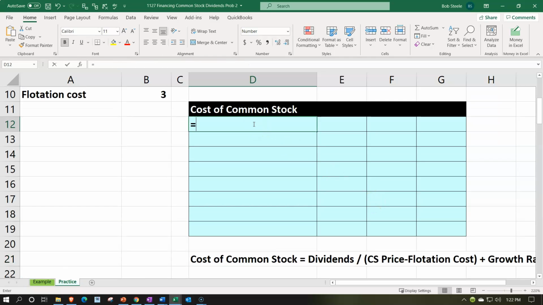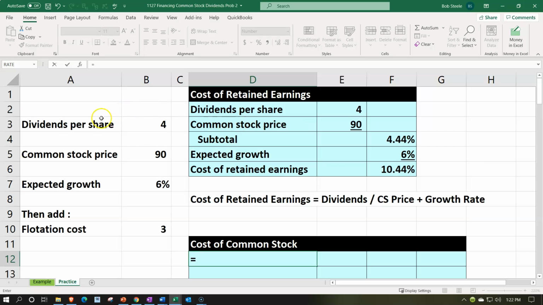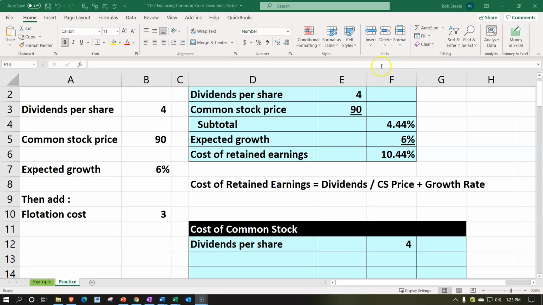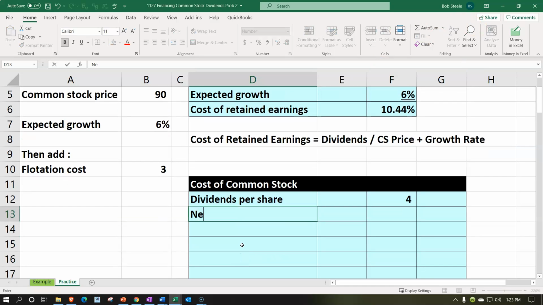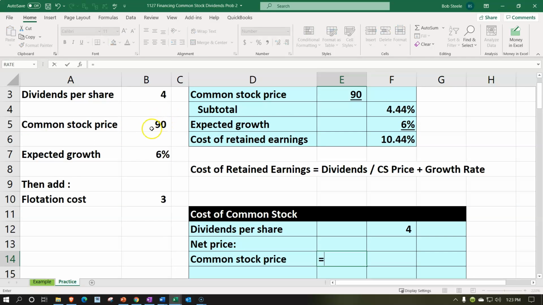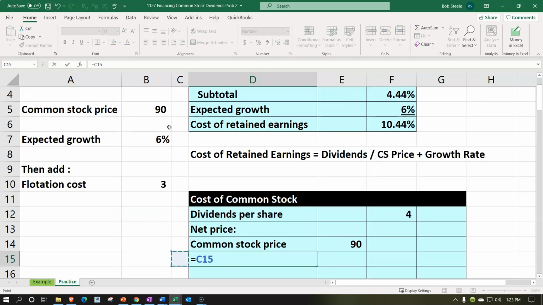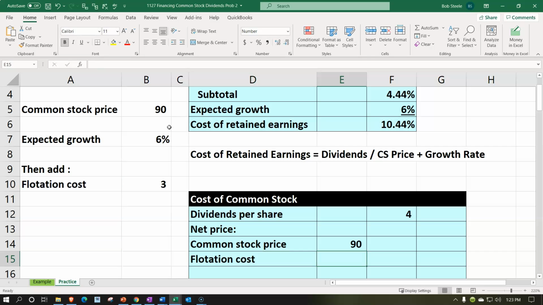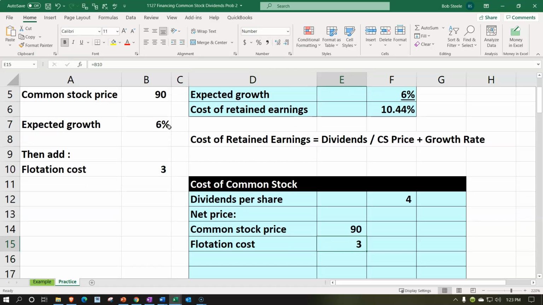Let's take a look at it and say, well, what if the dividends are still the $4? I'm going to put that into our middle column here. Then I'm going to count the net price. We're looking for the net price now. So I'm going to say net price, colon, and that's going to be the common stock price, which is equal to the $90 minus what it costs for us to issue it, which we're going to call the flotation costs. I'm not sure why they call them flotation costs, to be honest. But those are the one-time fees and whatnot to float the stocks out into the marketplace where they can be grabbed for $90.